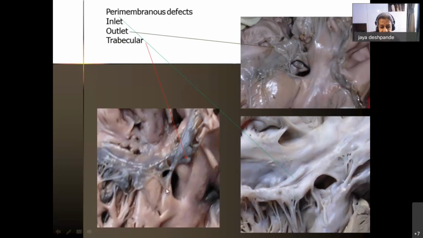This is the trabecular type of membranous defect. The defect is pointing towards the apex of the right ventricle, and you see here the medial papillary muscle is just here. So it's a very short distance that the common bundle of His has to travel. This is the outflow type of membranous defect, which is pointing towards the right ventricular outflow. This is the pulmonary valve. Here again you see the medial papillary muscle is just attached here, very close to its origin from the central fibrous body.